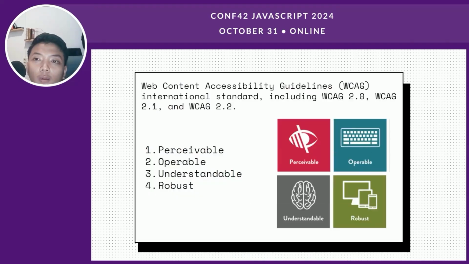So the principle of accessibility, there are 4 principles. The first is perceivable. The second one is operable, and the third one is understandable. The fourth is robust. So we're going to explain it one by one.